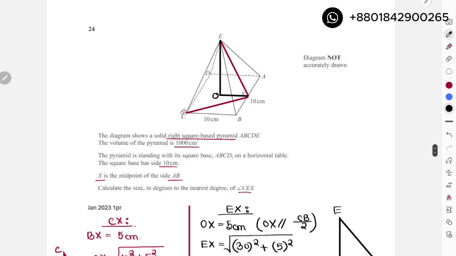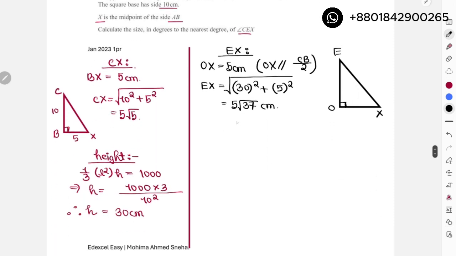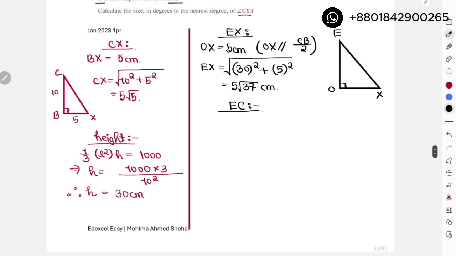After this, we still have to find out this CX, right? The final length of this triangle. For this CX now, I can again use this triangle EOC. For EOC, I'll have to find out OC, which is half of AC, by the way. So in that reference again, I'm trying to find out EC here. For EC, I'll first find out the AC. AC is the diagonal of the base.